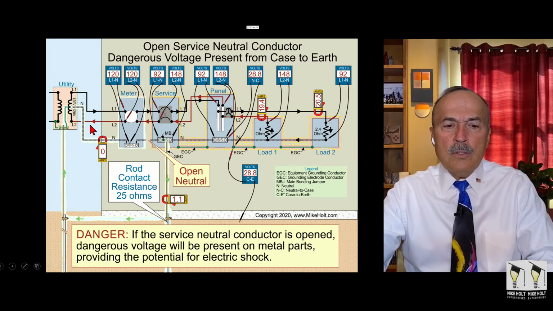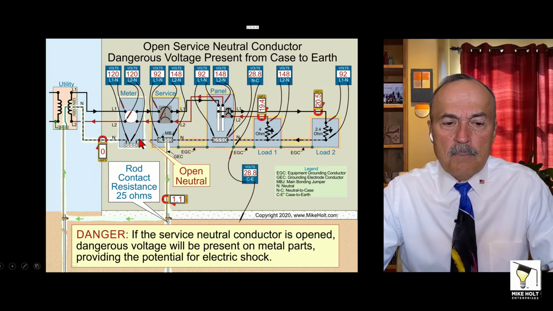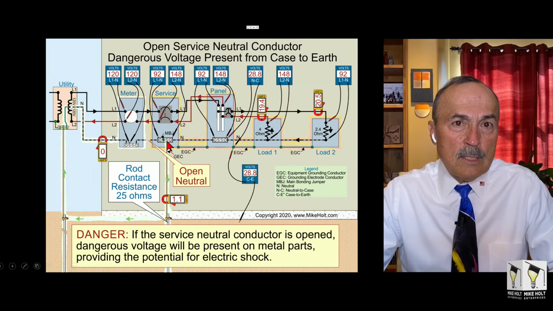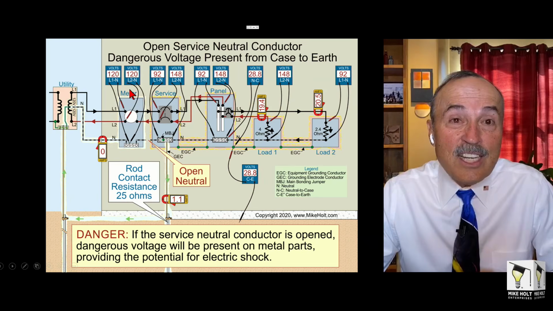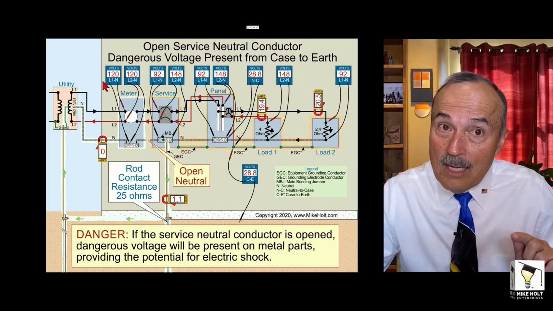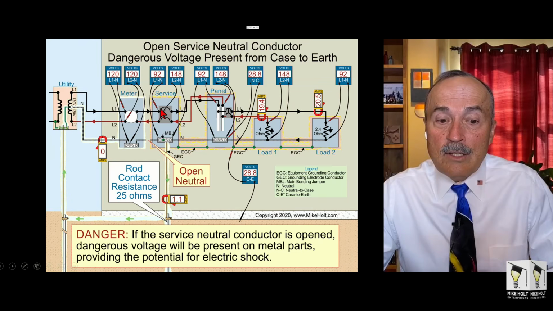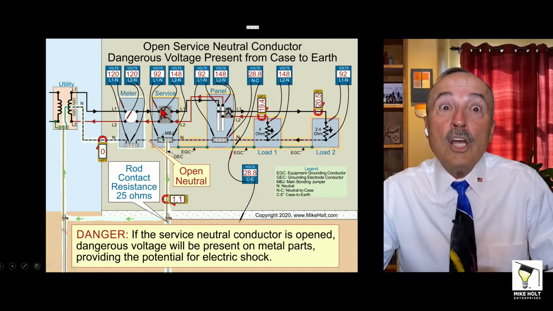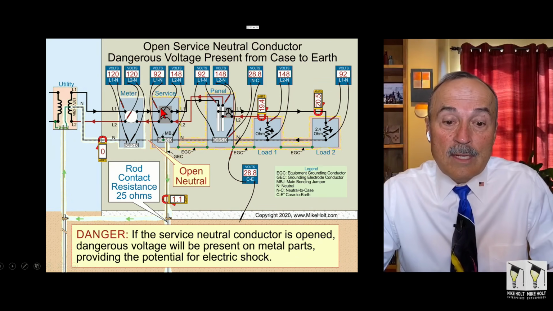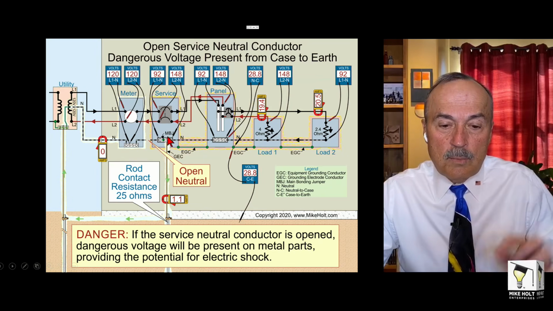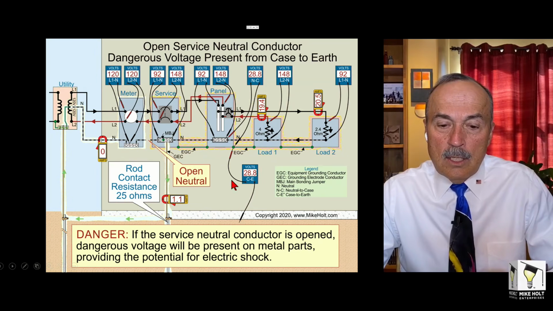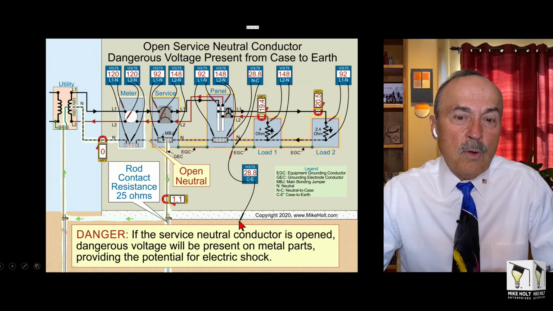What about if you lost the neutral not to the meter can, but between the meter can and the service disconnecting means? Well, then you'd have 120 and 120 at the meter can. You know what that means? You didn't lose the neutral to the meter can. You get over to the service disconnect, you get 92 and 148. You know what that means? You lost the neutral to this point. Then everything else after that is 92, 148, 92, 148. This neutral to case is going to be 0 volts because they're both bonded together here. The case to the earth is going to be 28.8 volts.